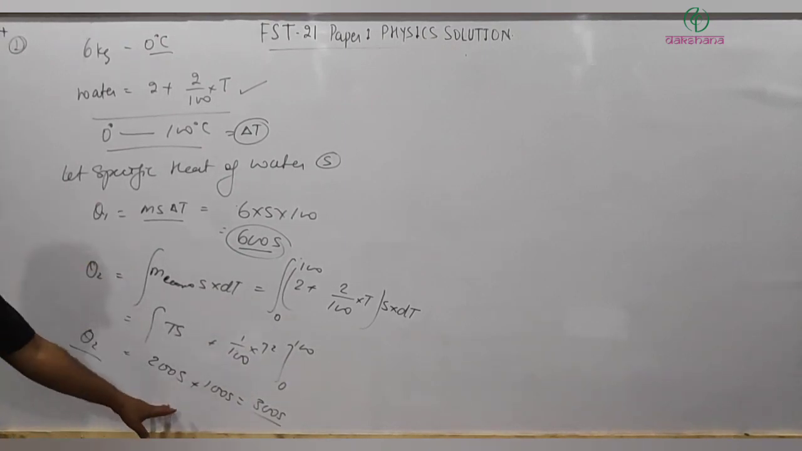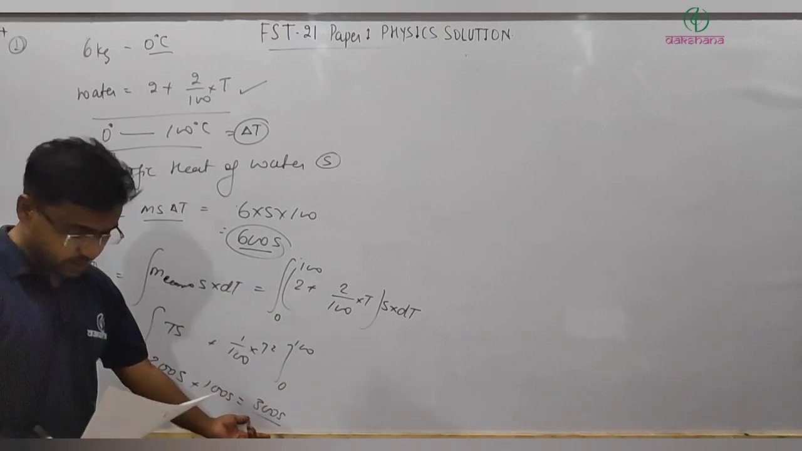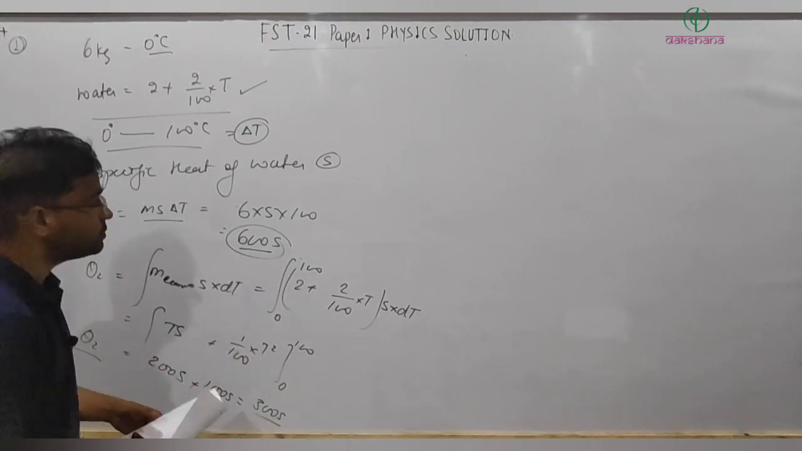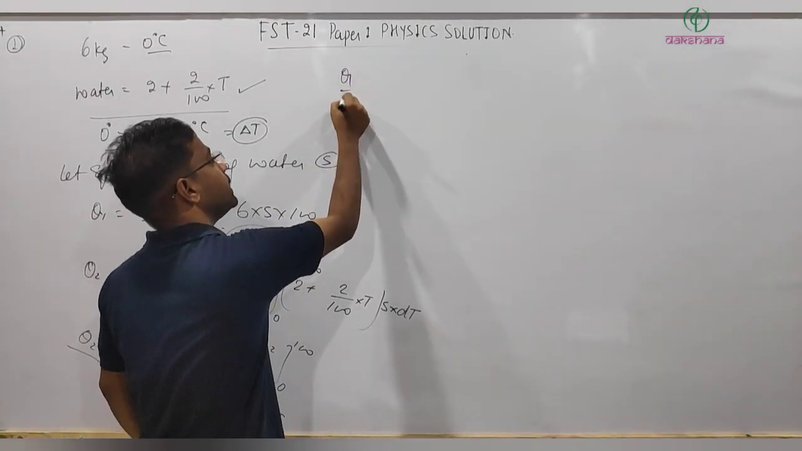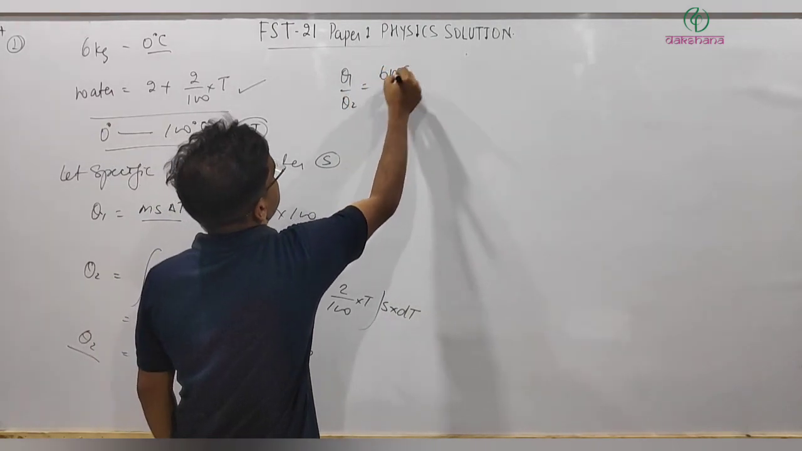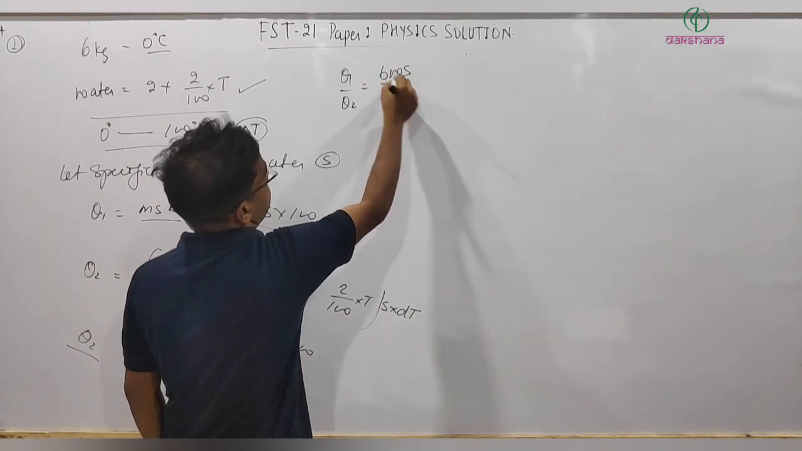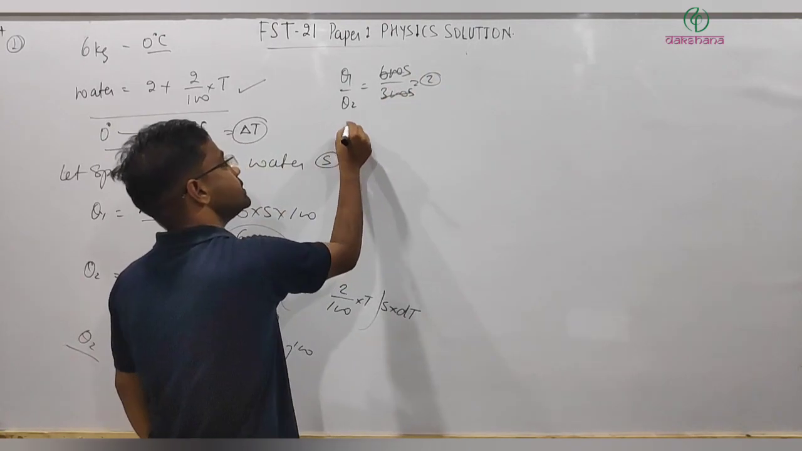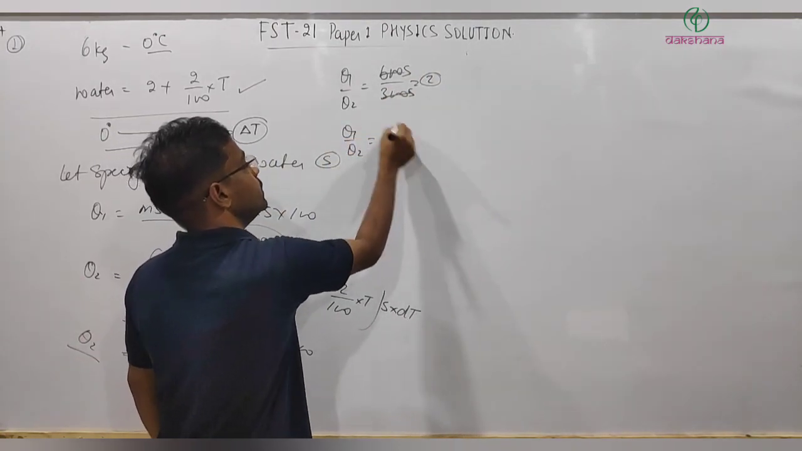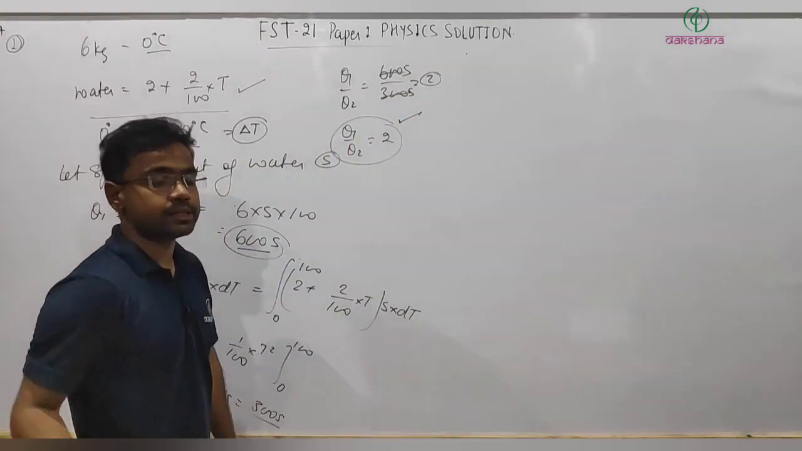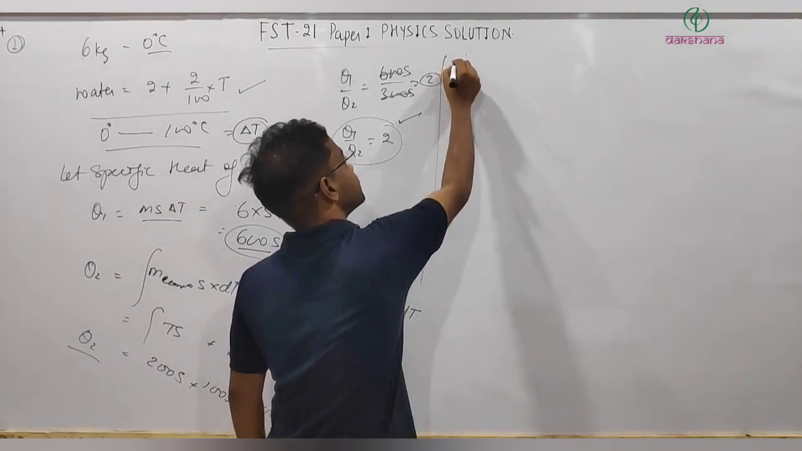And in the question it's asked simply Q1 by Q2. So Q1 by Q2 is 600 S divided by 300 S, and that's equal to 2. So the answer is Q1 by Q2 is 2. That is question number 1, integer type. So let's see the next question, number 2.